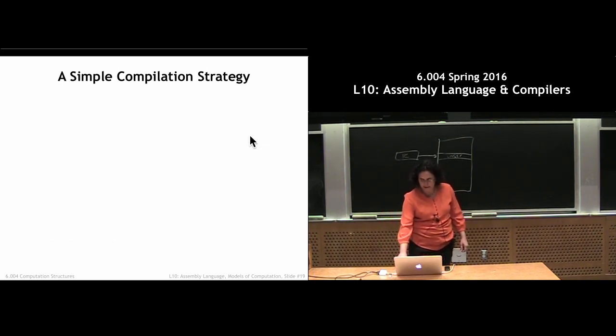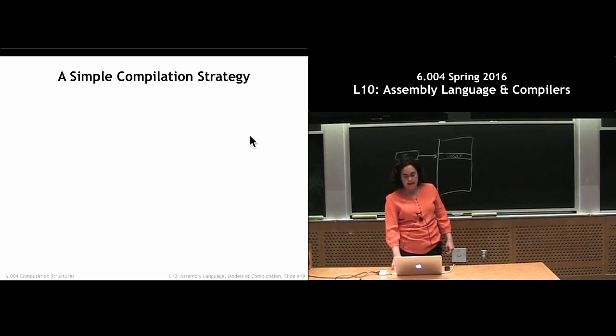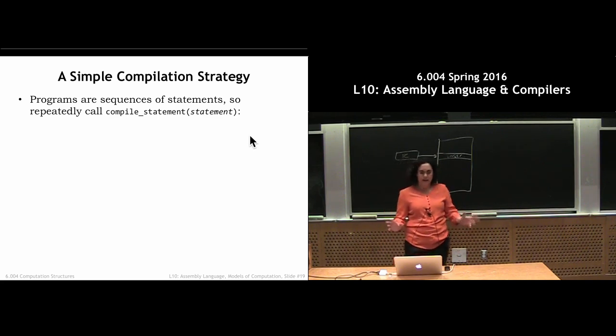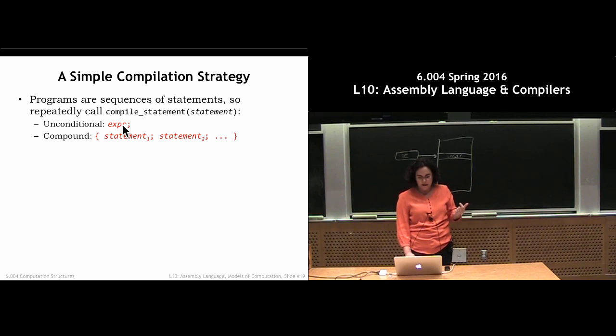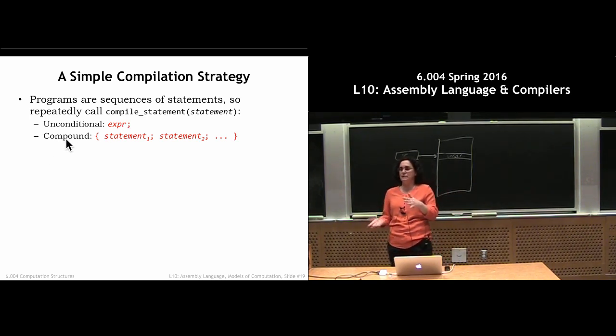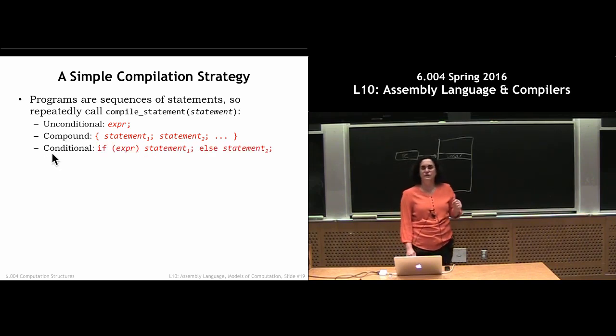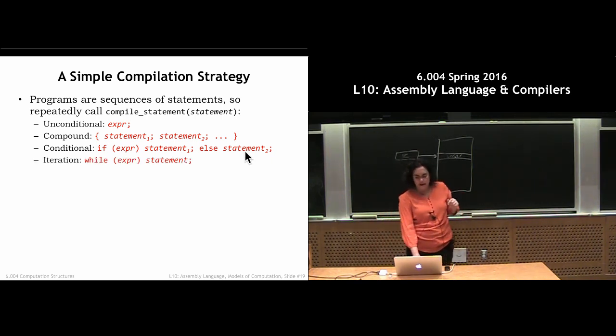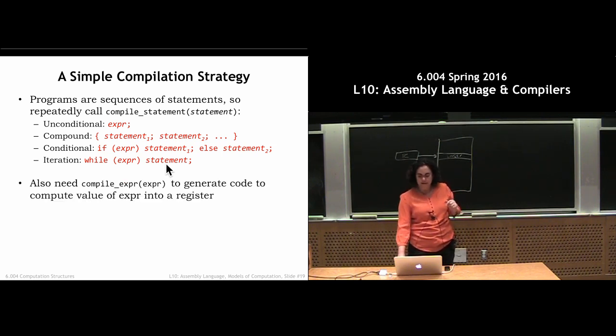All right. So let's jump into how we actually might go about creating assembly from a high-level language. Okay, so we're going to have two pieces of code that we're going to run. The first is compile statement. So in our programs, we have many statements, and so clearly we're going to run this compile statement repeatedly. And the type of statements that we're going to look at are the following. We might have an unconditional statement, which is always executed, and it's executed once. We might have what we call a compound statement, which is a sequence of statements executed in order. We might have a conditional situation where we're going to evaluate this expression, and if it's true, we'll execute statement 1, otherwise we'll execute statement 2. And we might have iteration, where again, we evaluate this expression, and as long as it's true, I continue to execute these statements.